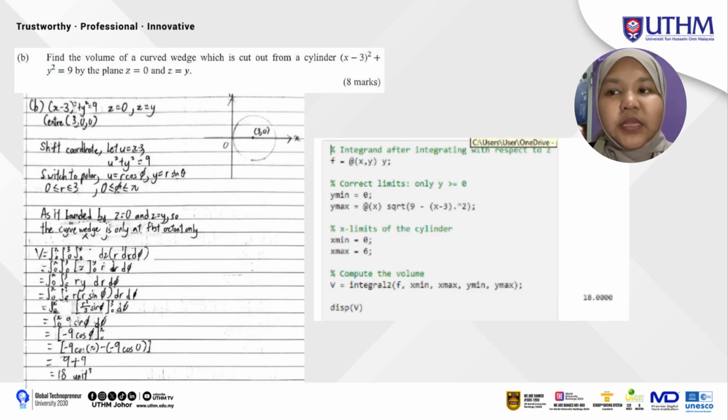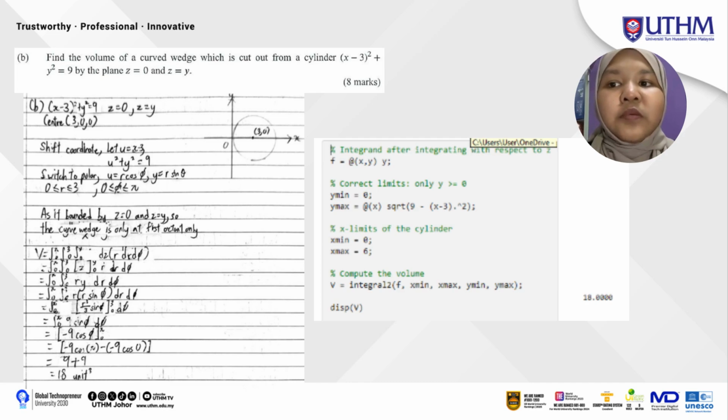So for question B, the question asks to find the volume of a curved wedge which is cut out from a cylinder (x minus 3) squared plus y squared equal to 9 by the plane z equal to 0 and z equal to y. So the first thing we need to do is shift the coordinates, which is we need to let u equals to x minus 3. So after we let u, then we differentiate and we got 3, and then we switch to the polar coordinate.